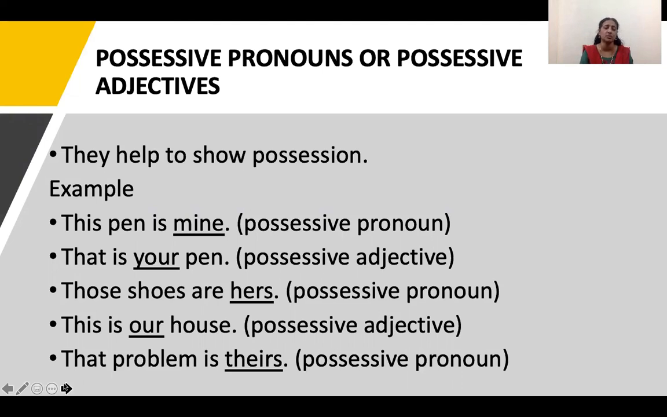This pen is mine. That is your pen. So here your is used as a possessive adjective. Those shoes are hers. Again, hers is the possessive pronoun. This is our house. Our is the possessive adjective here. That problem is theirs. Theirs is the possessive pronoun used in this sentence.